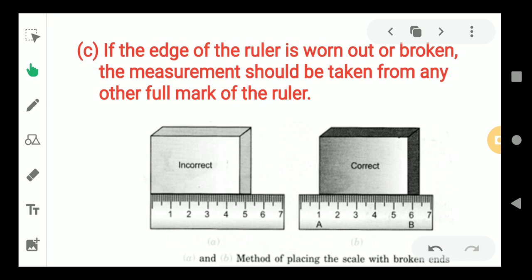Here the edge of the ruler is worn out. So if it is like that, we should not measure like this. It will be incorrect. And this is the proper way of measuring. As it is worn out, I took 1 as the starting point so that I can measure it perfectly. So please keep in mind, if the edge of the ruler is worn out or broken, the measurement should be taken from any other full mark of the ruler. This is incorrect in case of worn out edges, and this is the correct one.